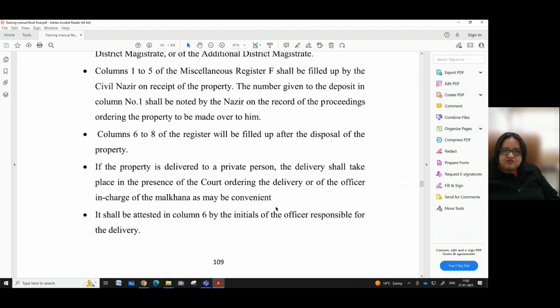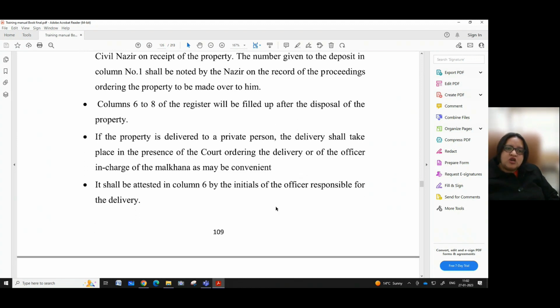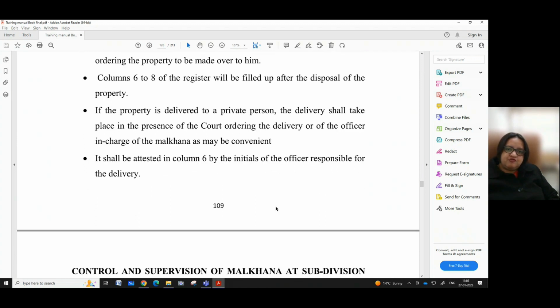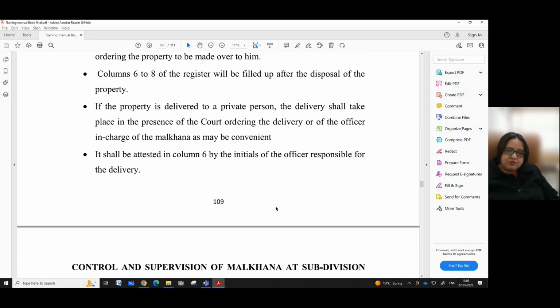Column number 1 to 5 of the miscellaneous register F shall be filled up by the civil Nazir on receipt of the property. The number given to the deposit in column number 1 shall be noted by the Nazir on the record of the proceedings ordering the property to be made over to him. Column 6 to 8 of the register will be filled up after the disposal of the property.